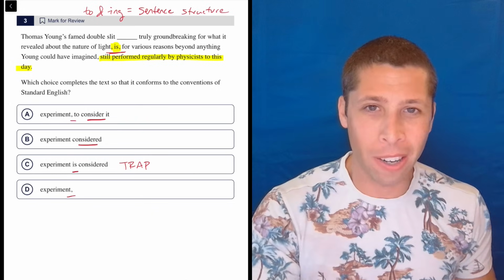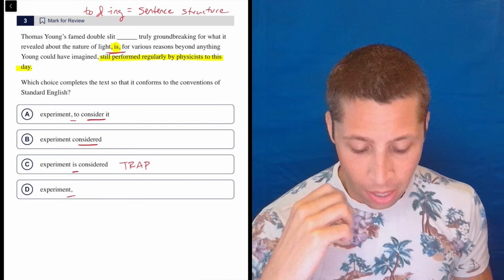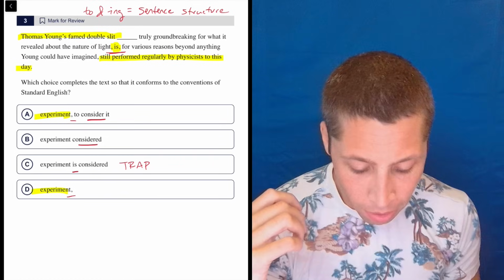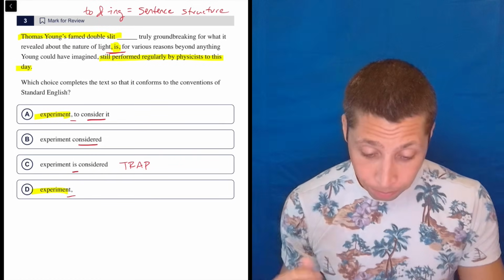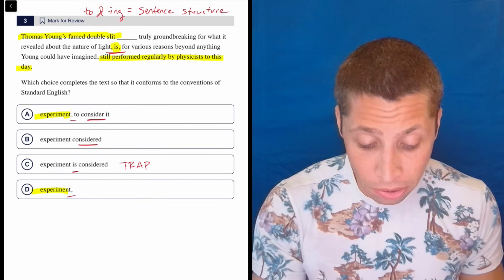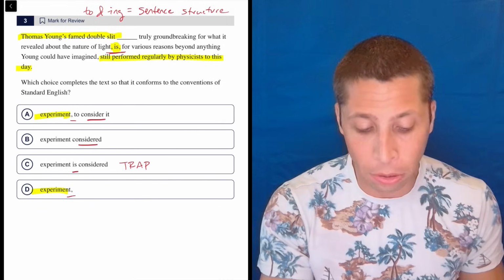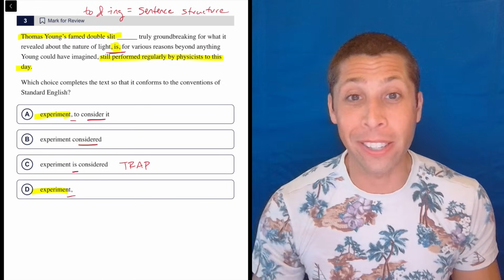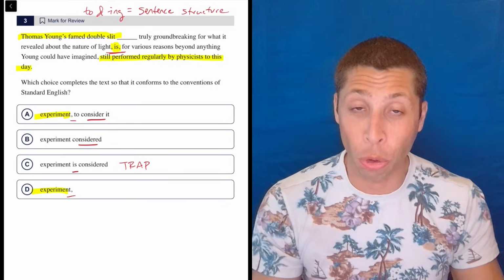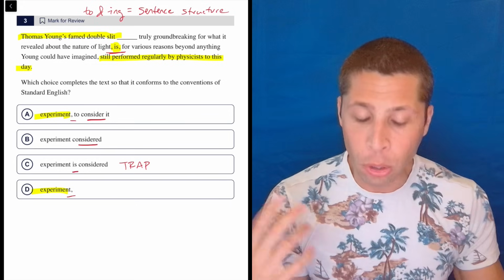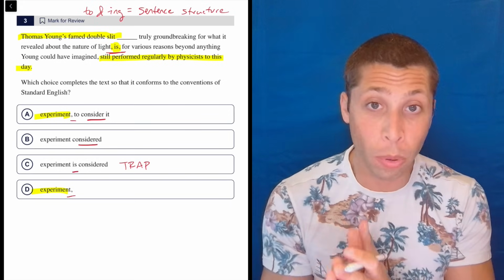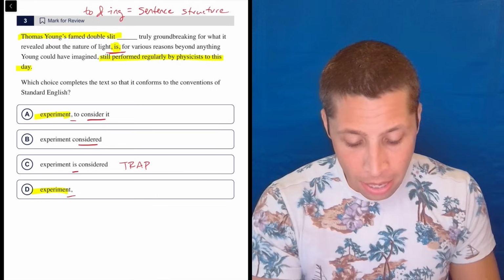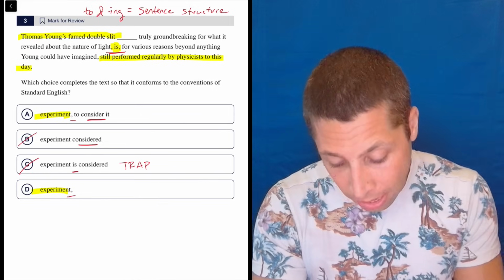this comma needs to be there to kind of tell me there's an extra clause. So that would mean that Thomas Young's famed double slit experiment is the main sentence. How does that sound? Thomas Young's famed double slit experiment is still performed regularly by physicists to this day. That sounds good. I can trust my instincts when I'm listening for a sentence and I've got that kind of short version. That sounds like a sentence. And I'm using the commas that are there and the one that the choices include to just kind of figure out what might be extra clauses. So that's going to confidently get rid of B and C for me.